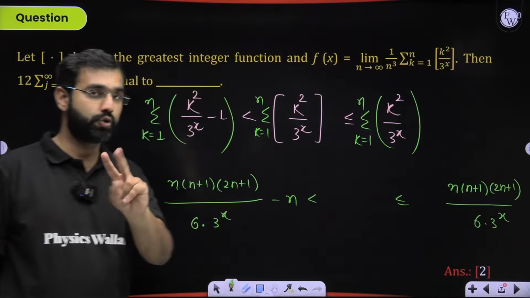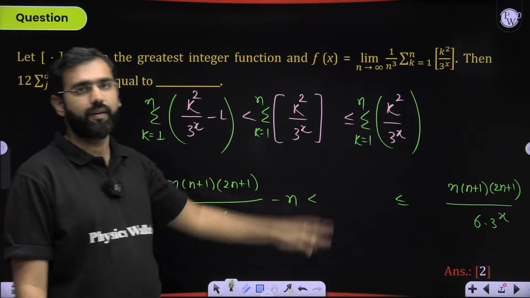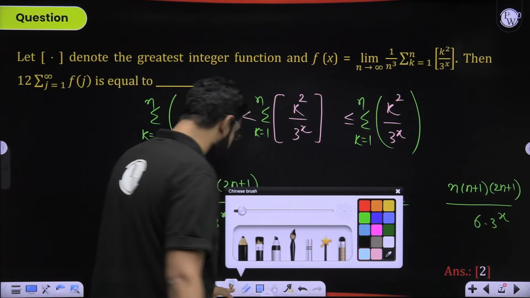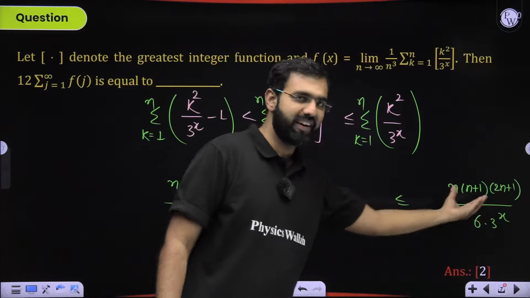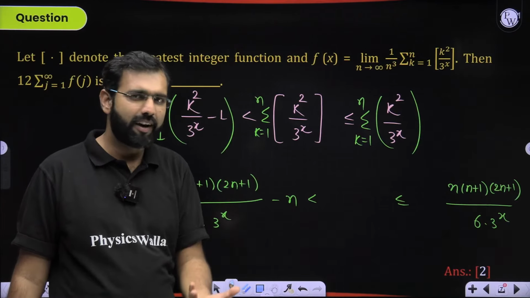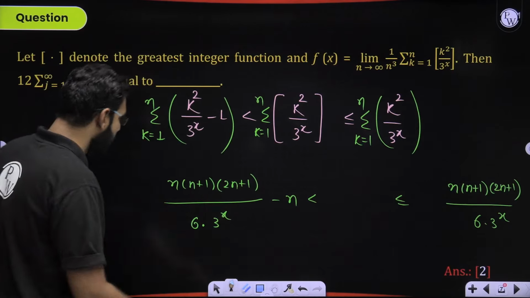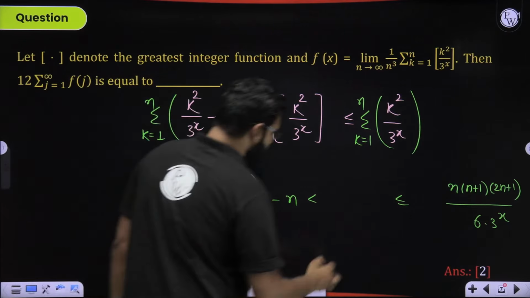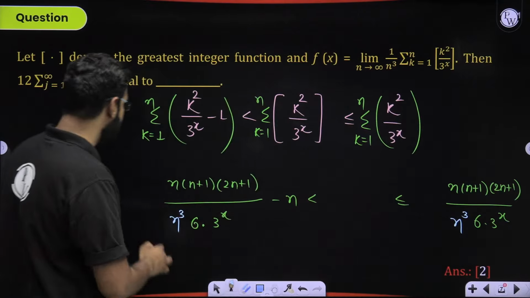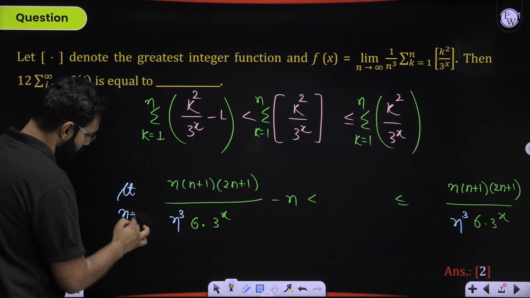Now let me introduce two more things: the limit, and n cube in the denominator. If I divide all the three sides by n cube, because n is a natural number, a positive number, nothing is wrong with that. So here n cube is introduced, here also, and here also n cube is introduced, and the limit n approaches infinity is applied.